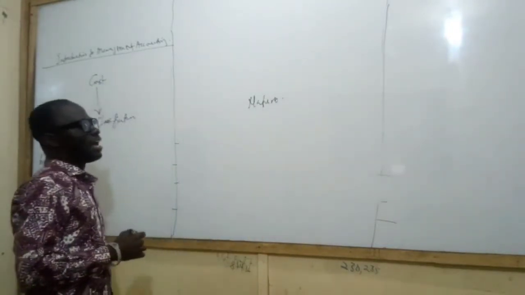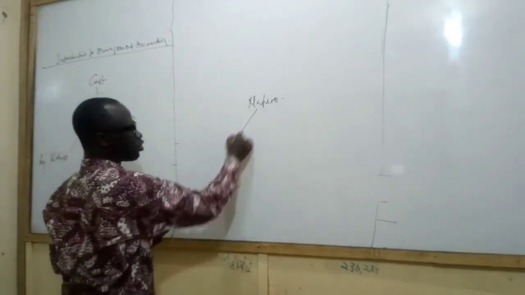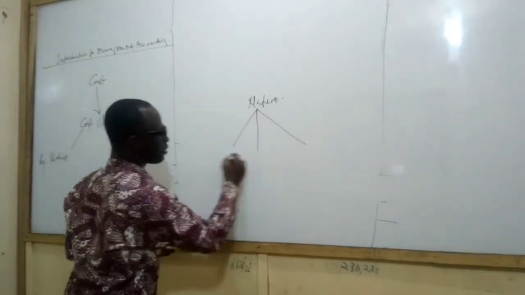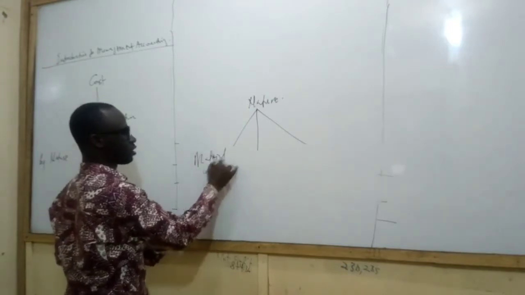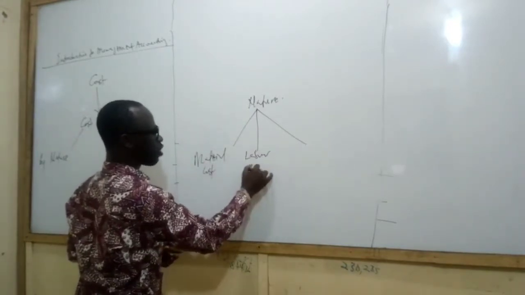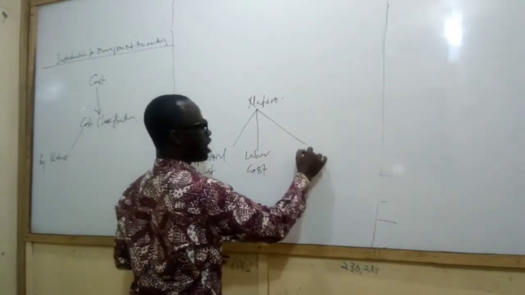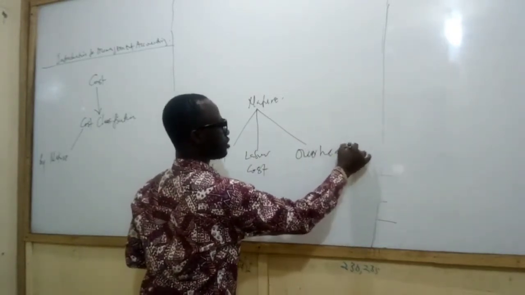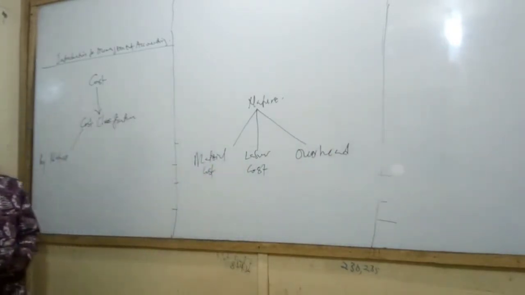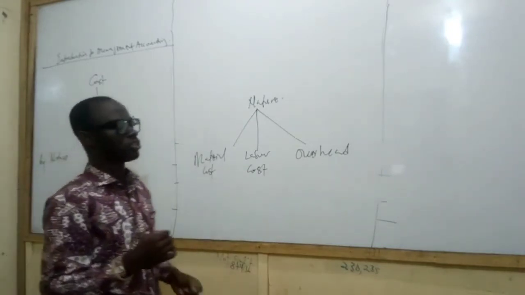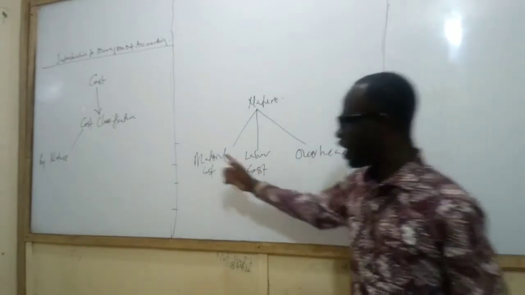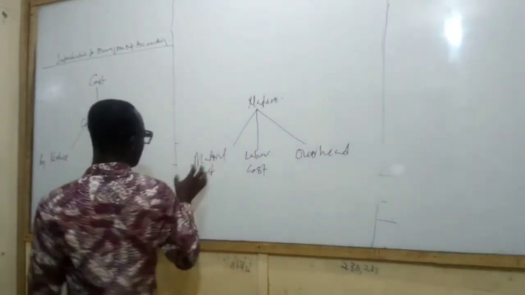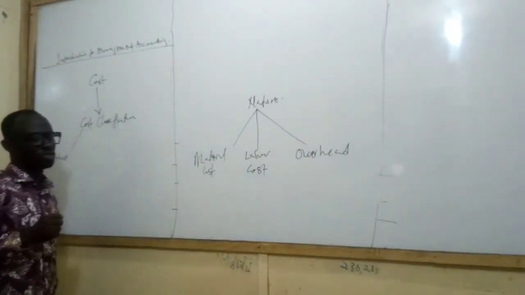By nature, there are 3 elements of cost. So the elements of cost are material cost, labor cost, and overheads. Material cost, labor cost, and overheads. So let's take them one after the other. What is material cost?